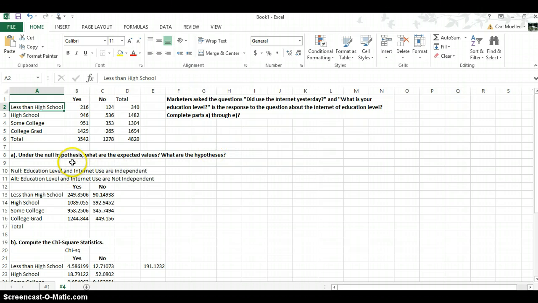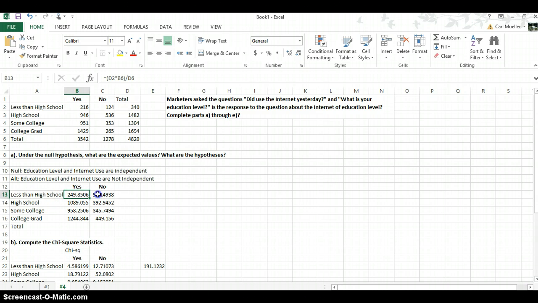So the first part is, under the null hypothesis, what are the expected values and what are the hypotheses? For our null hypothesis, the educational level and internet use are independent. What does that mean? That they are not related. Another way to say that is that a person's educational level is not indicative of their internet usage. So that's the null. The alternative means that they're not independent, which means they're related, which means that there's a relationship. So for instance, college education is an indicator of internet usage. That's what we're getting at here.